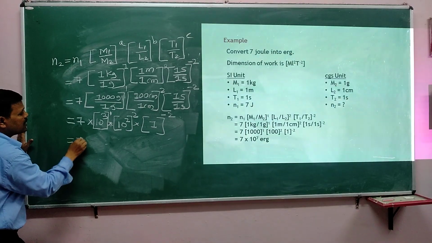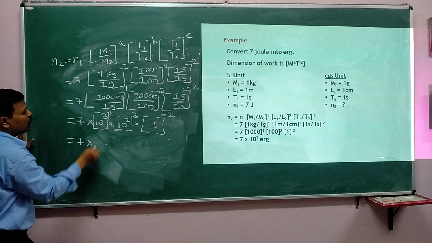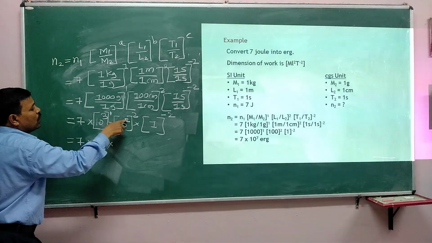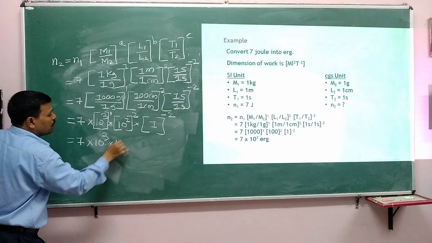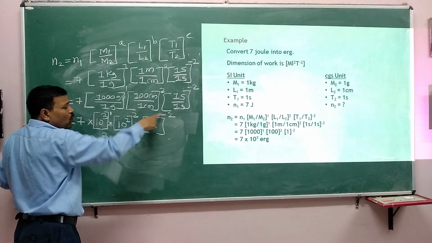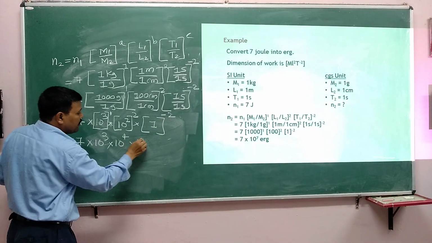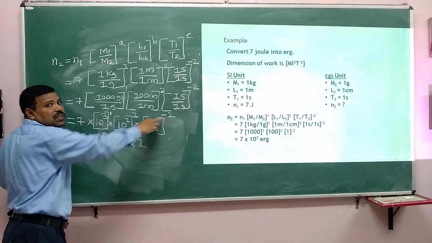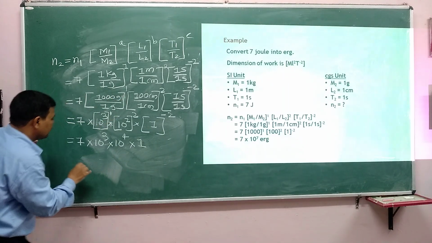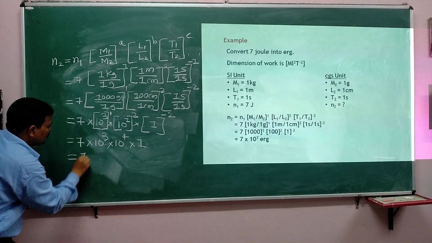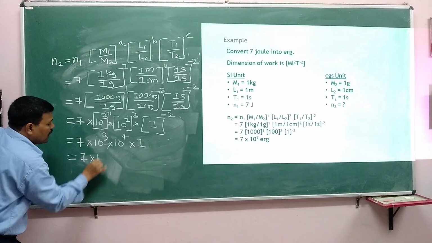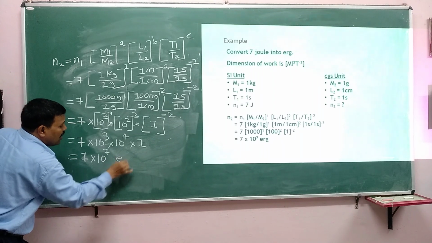Now I will write this as 7 into 10 raised to 3 into 10 raised to 4, into 1 raised to minus 2. 1 raised to any number is 1 only. Whether it is a negative integer or positive integer, 1 raised to any number is 1. So, we get 7 into 10 raised to 3 plus 4, 10 raised to 7 ergs.